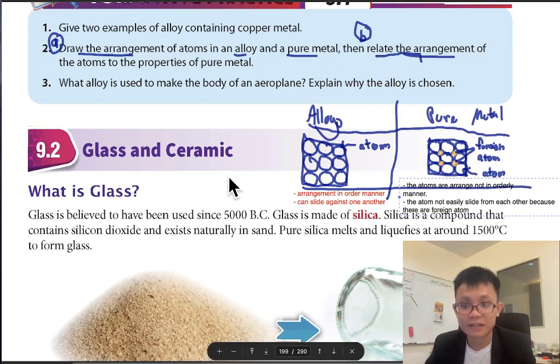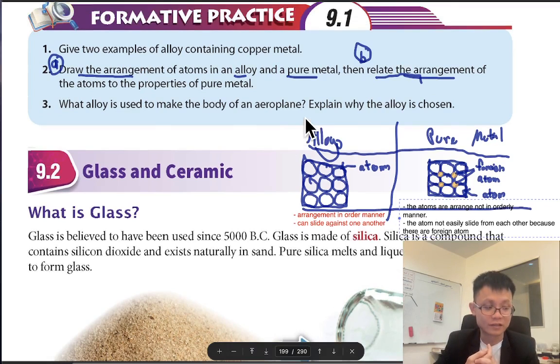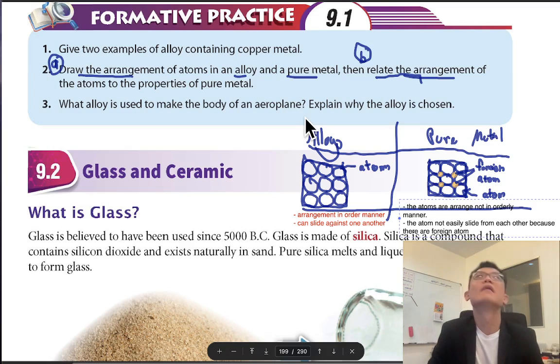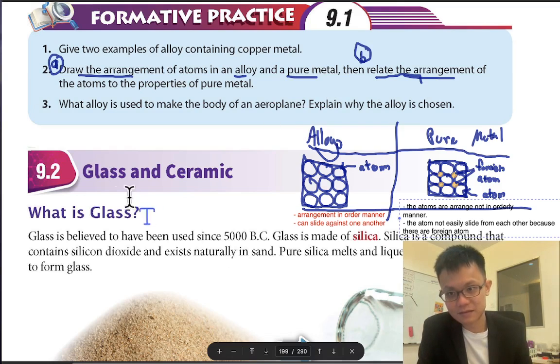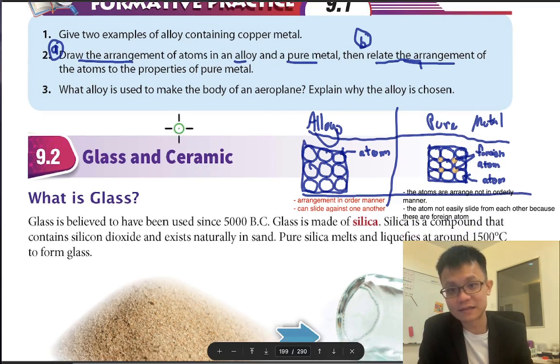Okay, no question, let's continue. So we already learned about element. I think the textbook is arranged very well, right? Because the textbook starts with the periodic table, then they teach about element, then compound and molecule, and after that they teach about alloy and pure metal, and now they want to teach about glass. Because after you learn the periodic table, you can learn anything already, and everything starts to make sense.